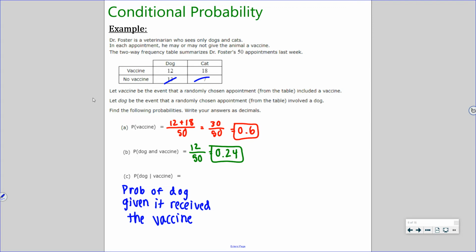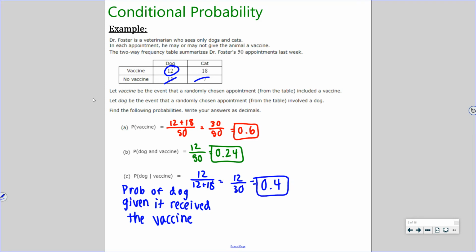So out of these, 12 plus 18, out of these 30, what's the probability that from these 30 I select a dog? 12 out of 30, which is 0.4. You could also write this out too if you want. 12 over, you got the 12 plus 18, that's where that 30 came from if you need that reference in your notes.